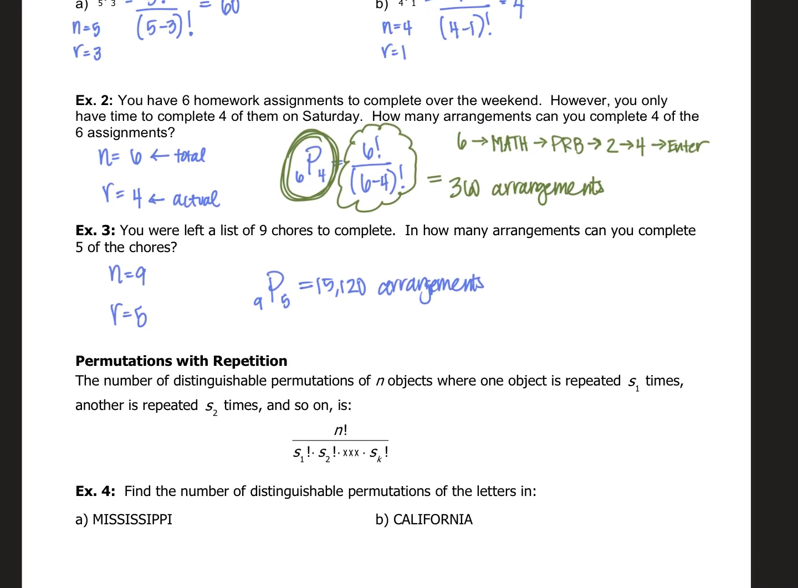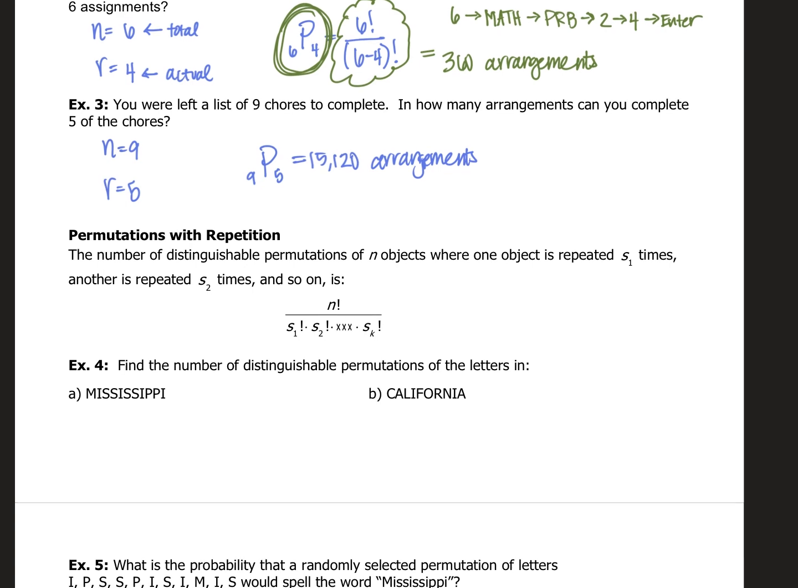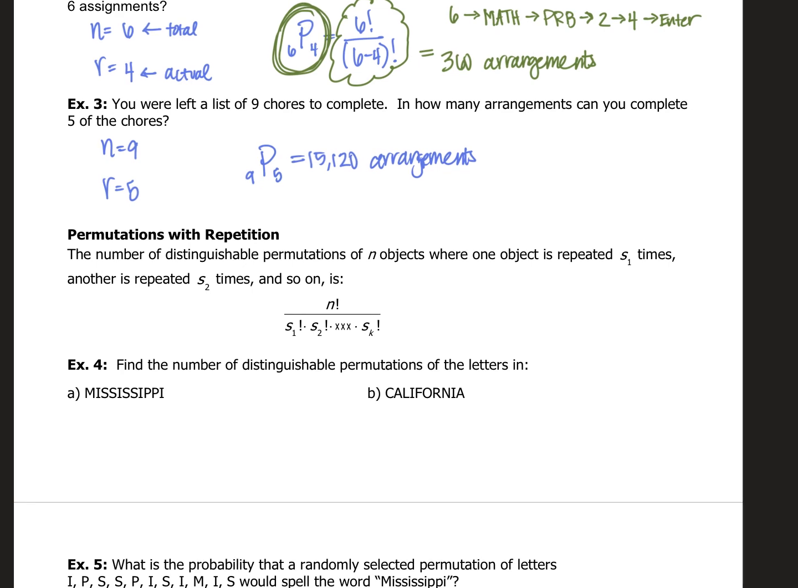Continuing on. Now let's talk about permutations with repetition. Permutations can repeat or they can essentially not repeat. We have 2 different options here. So now we're going to talk about what happens when things do repeat. The number of distinguishable permutations of n objects where one object is repeated a certain number of times and another is repeated a certain number of times and so on, we utilize this formula right here. I know that looks like a lot, so let's break it down.